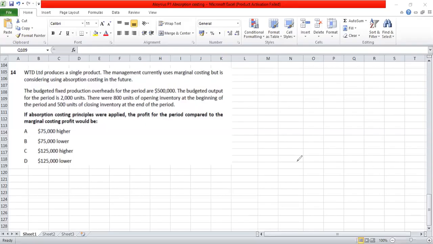The management currently uses marginal costing but is considering using absorption costing in the future. The budgeted fixed production overheads are 500,000. Budgeted output for the period is 2,000 units. Opening inventory is 800 and closing inventory is 500. If absorption costing principles were applied, the profit for the period compared to the marginal costing would be.